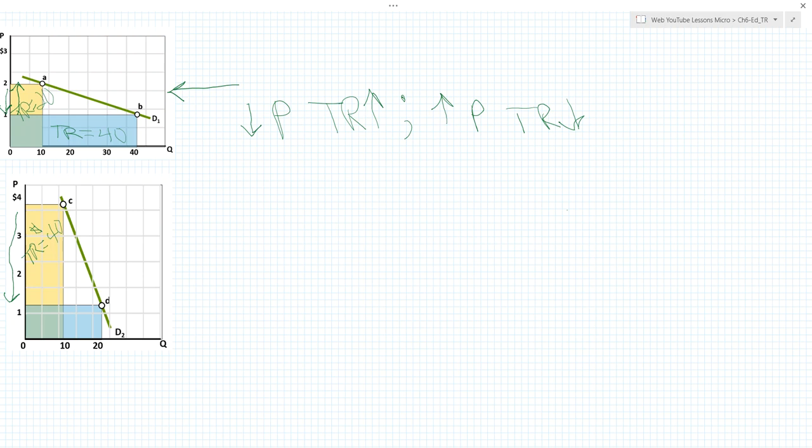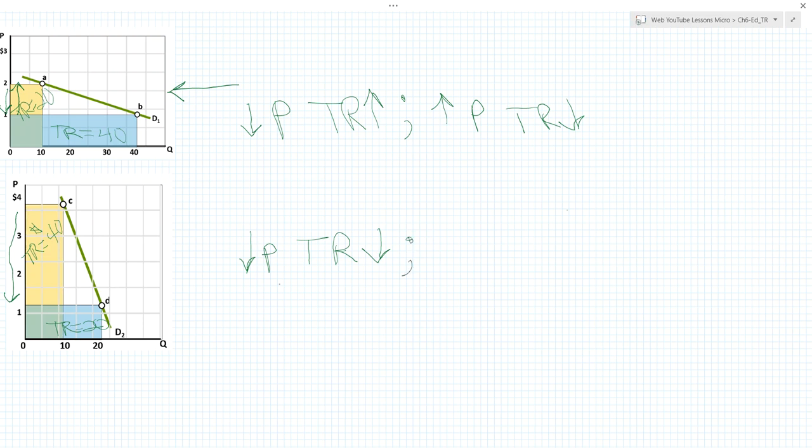But if we lower the price to 1 in this scenario, now we're only able to produce and sell 20 units. So the dollar price of $1 per unit times 20 units produced and sold would give us a total revenue of only 20. So this would be the exact opposite scenario of what happened above. Here, when we lower the price from $4 to 1, what happened to total revenue? Total revenue declined. It did the exact opposite of what happened above.